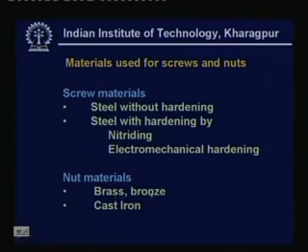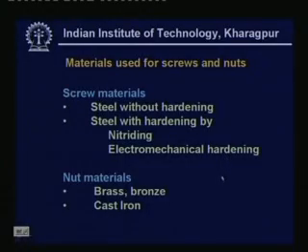Sometimes we take brass or bronze. Cast iron is also taken. Now, cast irons are used as nut material whenever the load is small, as well as the speed, that is the rubbing velocity is small. If we want to increase the load, then we use the cast iron, but the surfaces are babbitted by some alloying elements. So, these are roughly the materials used for screws and the nuts.